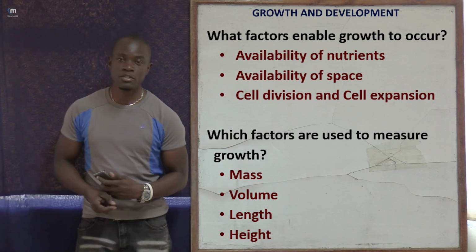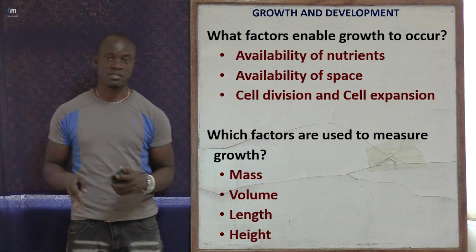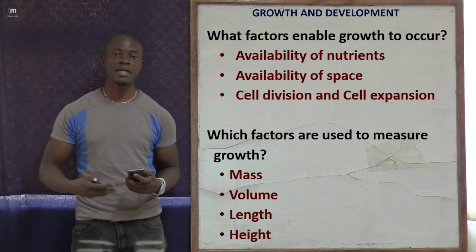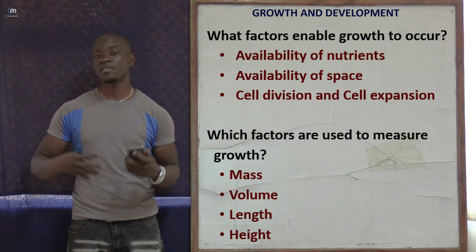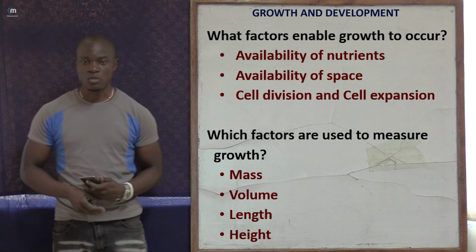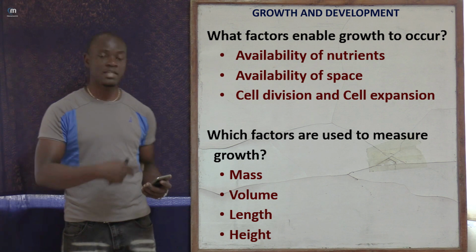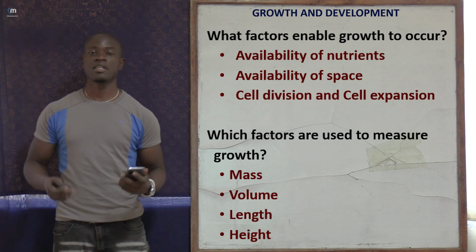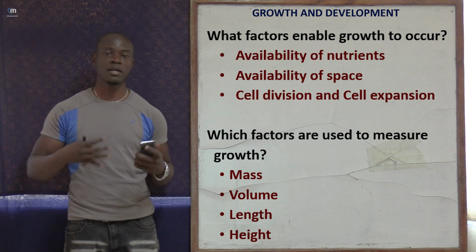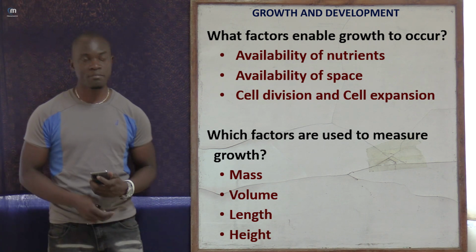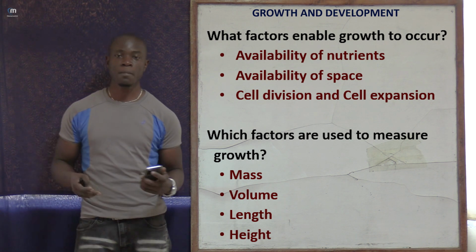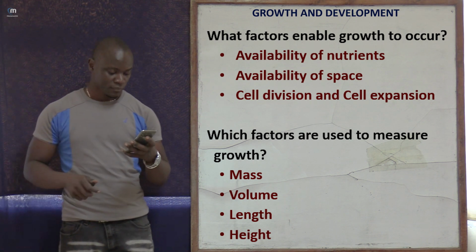Also, apart from availability of nutrients, we see availability of space. If there is adequate space in the environment, organisms are going to multiply even faster because there is enough space to accommodate the newly formed organism. So apart from what we have just defined in the previous question, we see that cell division and cell expansion also lead to the growth of the organism, among others. There are very many answers you can give in this, but so far we have those.